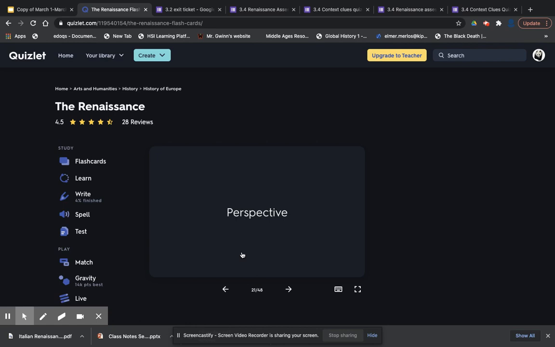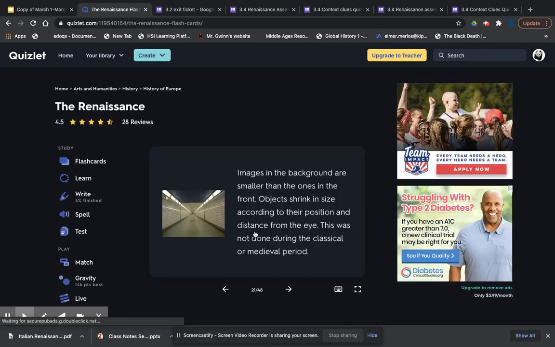For example, perspective is the sense of depth or the sense of three dimensions. And you will see that Renaissance art is very different from medieval art because Renaissance art has more dimensions, it has more perspective.